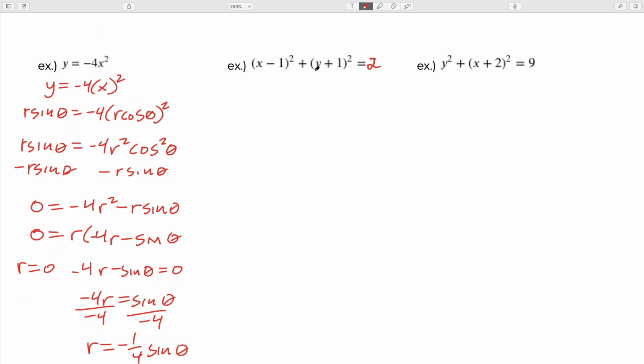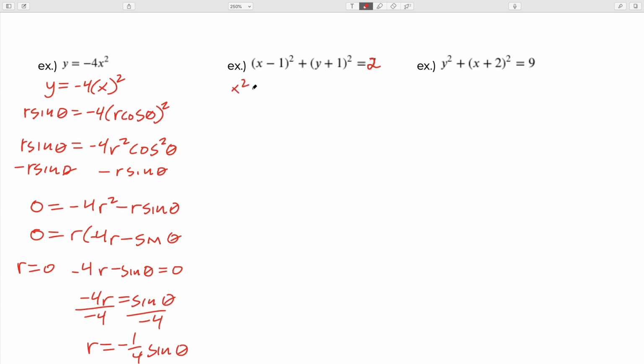All right, so in this example, we have an x and we have y, so we could write these as r cosine of theta, r sine of theta. But I think if I was going to expand these, that's going to make things a little bit more difficult. So what I'm going to do is let's go ahead and expand them with the x's and the y's, and then go ahead and convert them and see what that does.